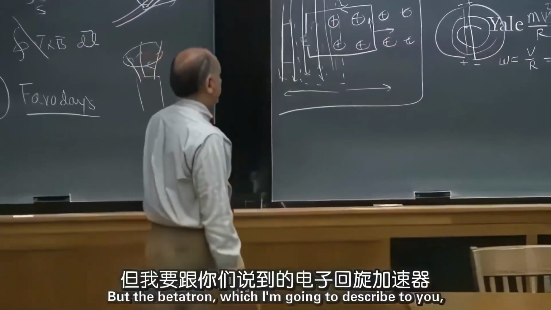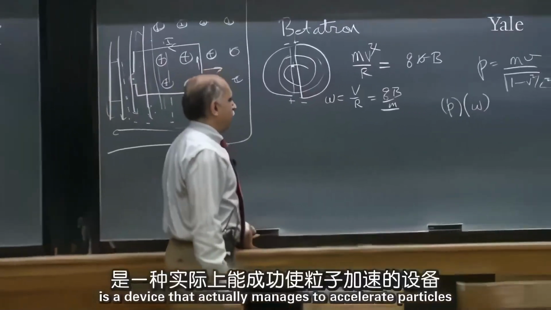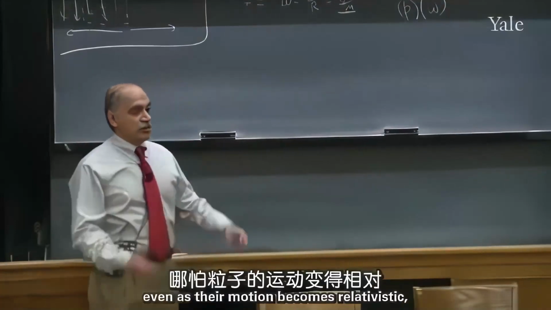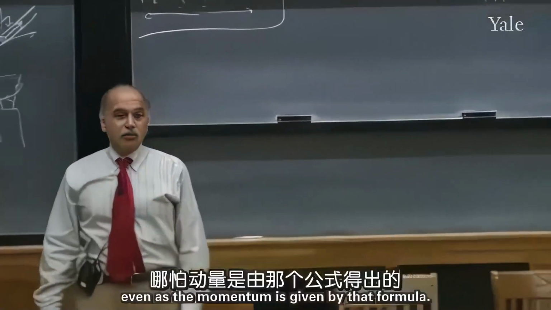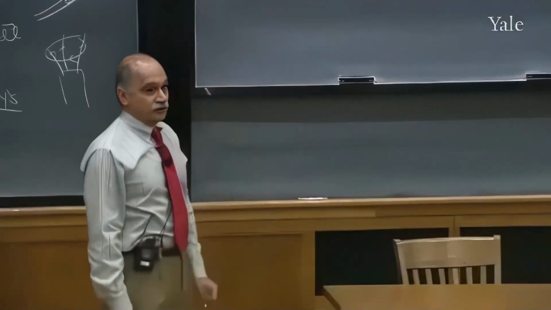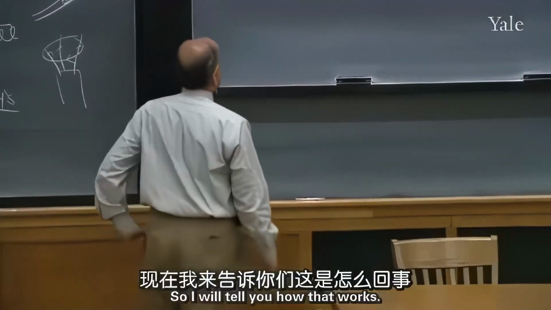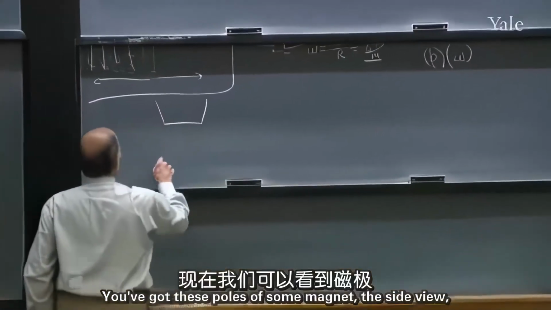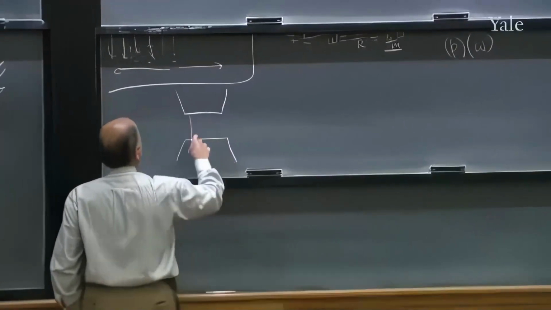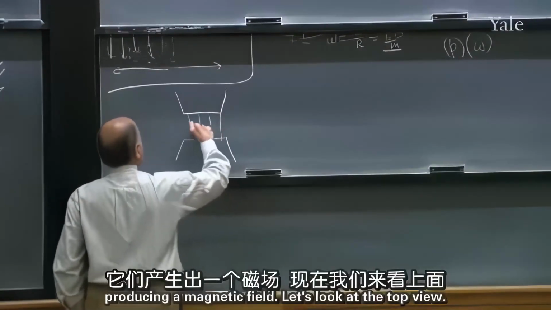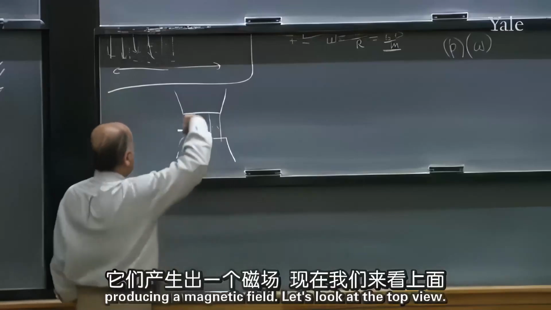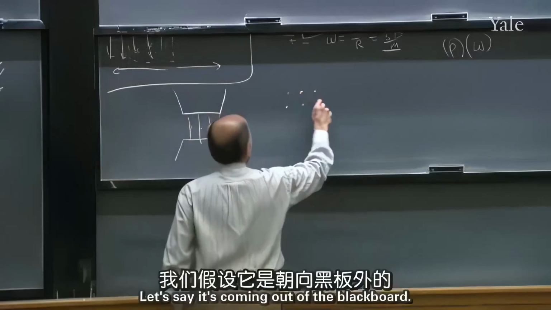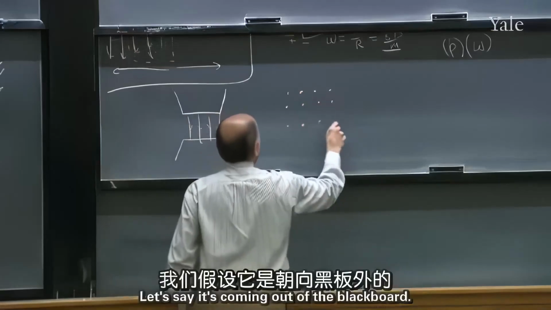But the betatron, which I'm going to describe to you, is a device that actually manages to accelerate particles even as their motion becomes relativistic, even as the momentum is given by that formula. So I will tell you how that works. So you've got these poles of some magnet, the side view, producing a magnetic field. And let's look at the top view. In the top view, you've got some magnetic field. Let's say it's coming out of the blackboard.